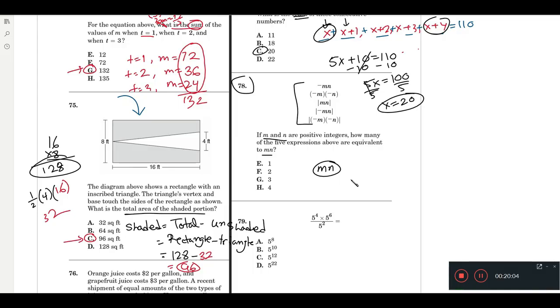Yeah, I will show you both ways. Let me show you the way for every student that can understand. So let's pick a number: m is 2 and n is 3. So mn must be equal to what? 2 times 3, 6. So they said which one is equivalent to 6, right? Let's plug in and check.